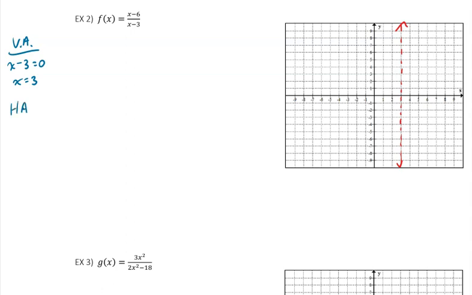Then we can move on to our horizontal asymptote. In this case, the degree on top is 1. The degree on bottom is 1. So this is the one where we look at our two leading terms and we look at the coefficients on each. In this case, they're both just 1, so it'd be 1 over 1, which is 1. So y equals 1 is our horizontal asymptote. Again, we can go ahead and put that on there as well.